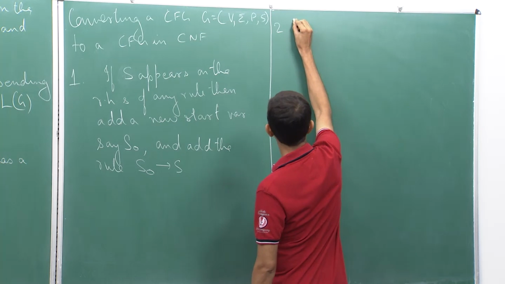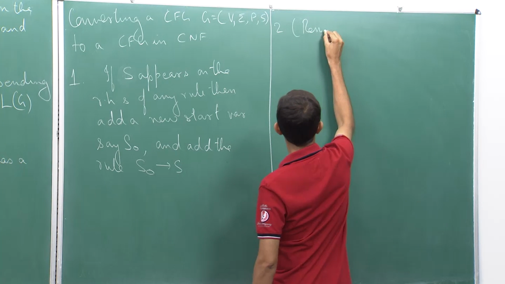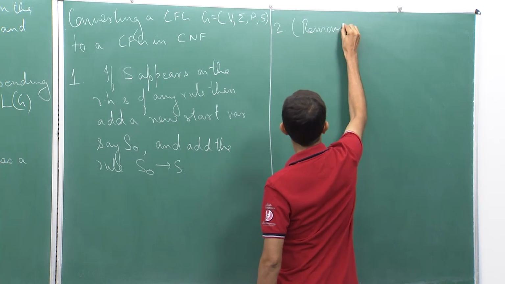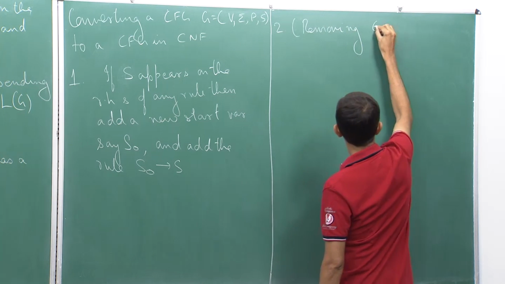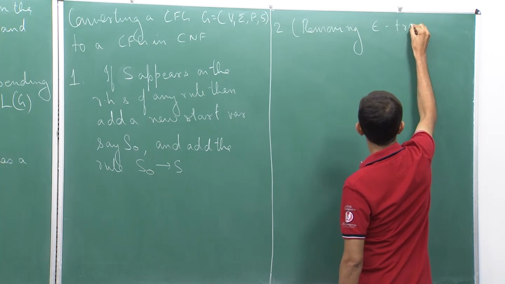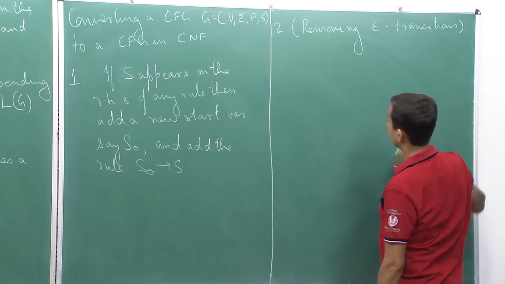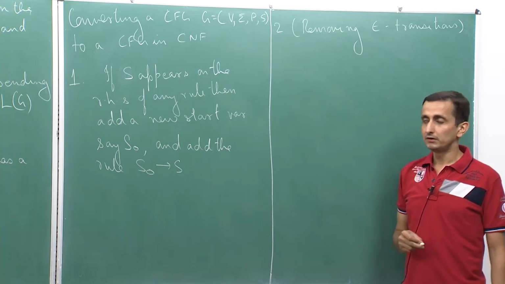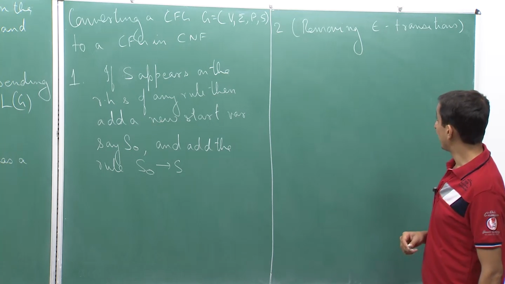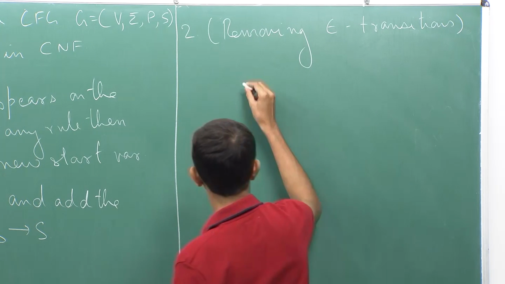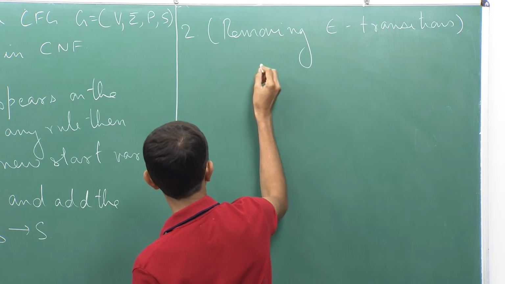The second step is removing epsilon transitions. Suppose we have a rule of the form A going to epsilon.